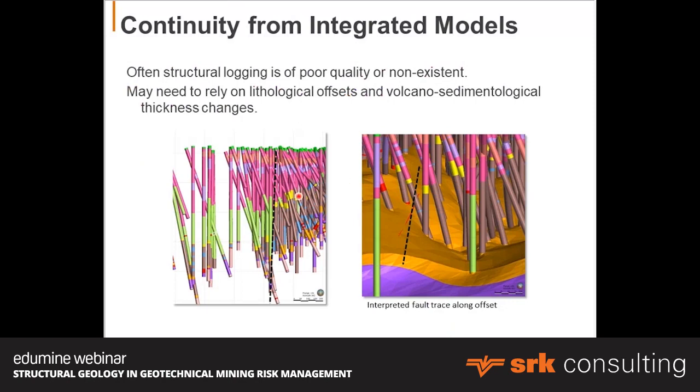And certainly by understanding, for example, a volcanological, sedimentological system and how it formed, and looking at variations in thickness of different volcano-sedimentary packages, we can infer the presence of certain faults. Of course, you need to communicate your interpretation with a level of confidence as well.